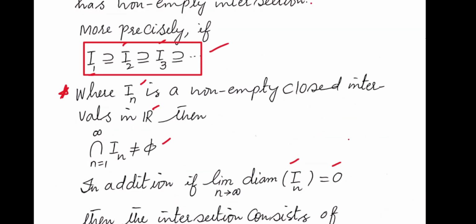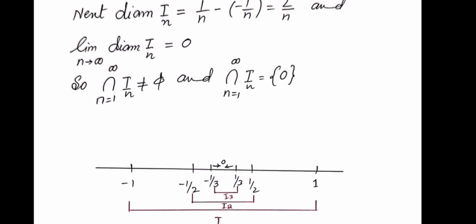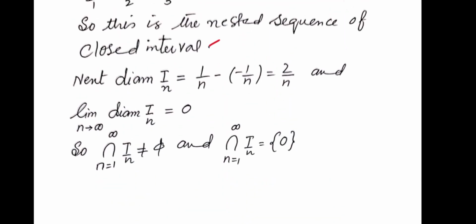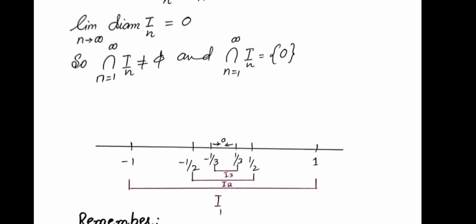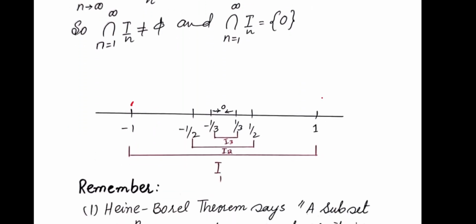What is next? Next I have to show that this intersection is non-empty. So we can check that this intersection will be non-empty. From the number line, if you write here, this is minus 1 to plus 1. This is my I1. Minus 1 to 1 by 2, this is my I2, and minus 1 by 3 to plus 1 by 3, this is I3. And from both sides, if you shrink this interval, this approaches the number 0. It means their intersection is non-empty.